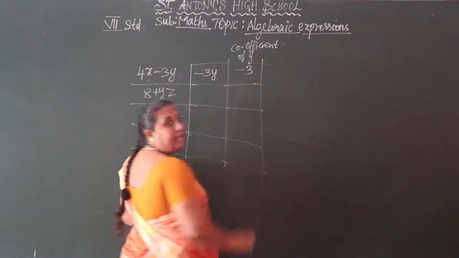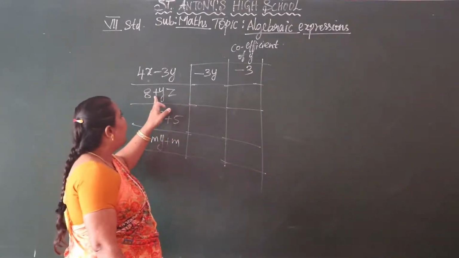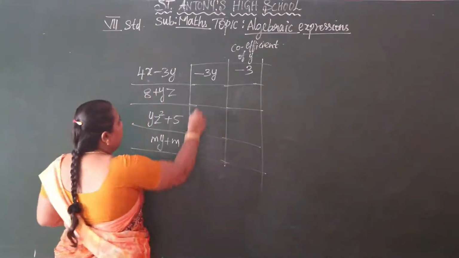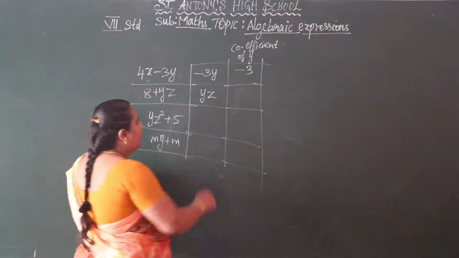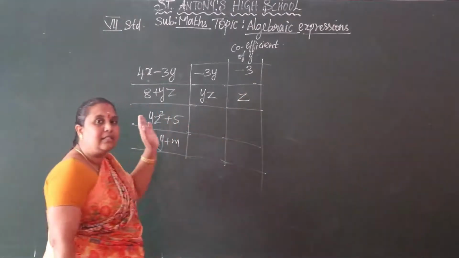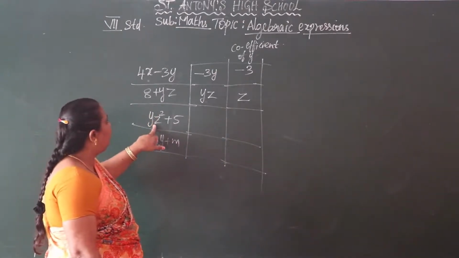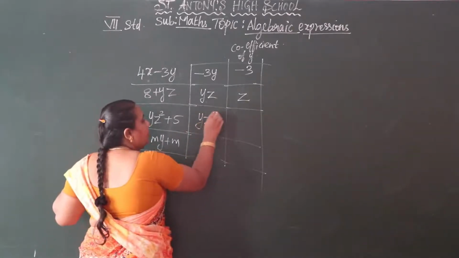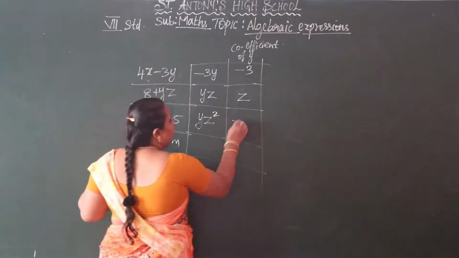Next, what is the term here? In 8 there is no y. So yz is the term with y. What is the coefficient of y? z. We write z is the coefficient of y. And here, what is the term? It is having y, yz square. So what is the coefficient of y? z square.